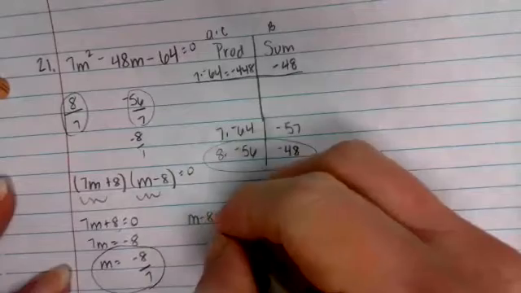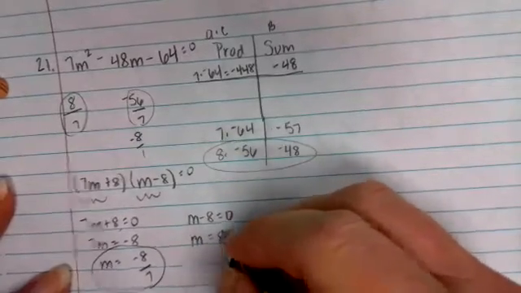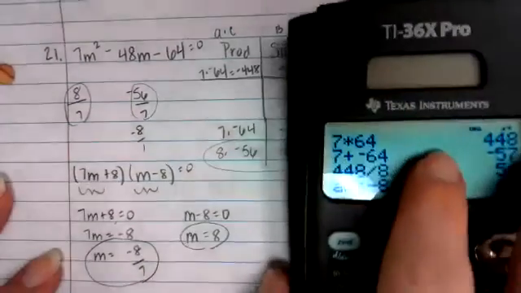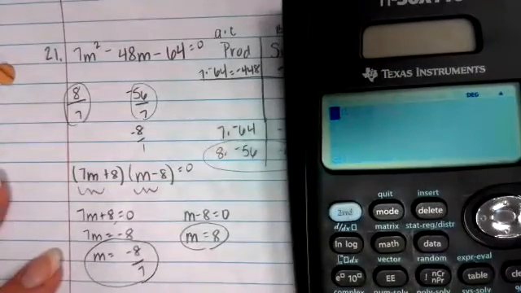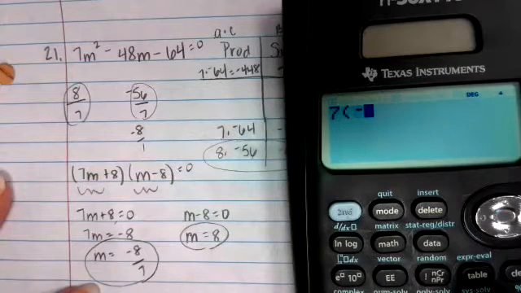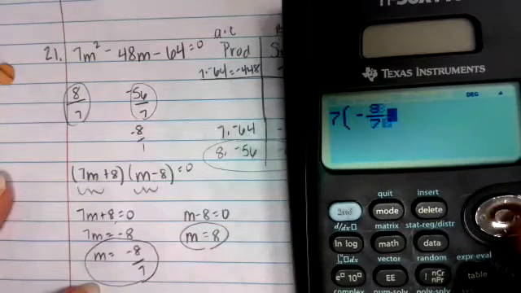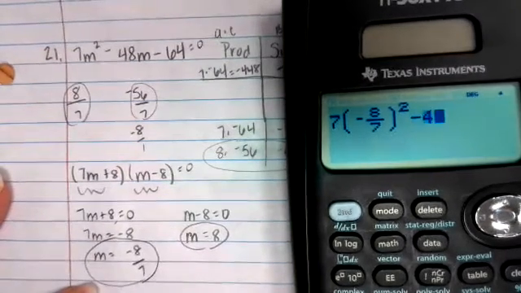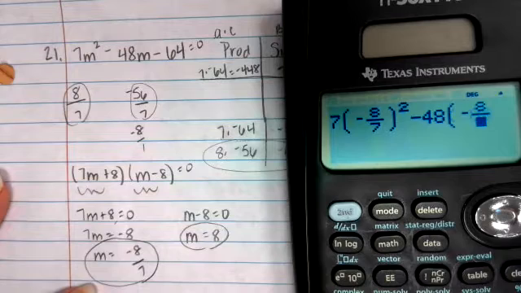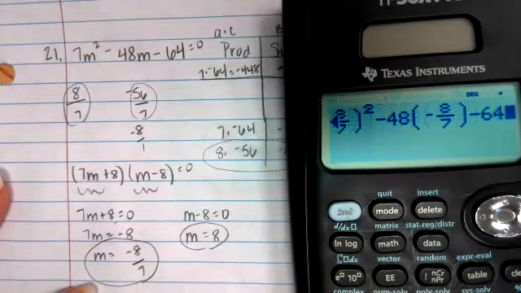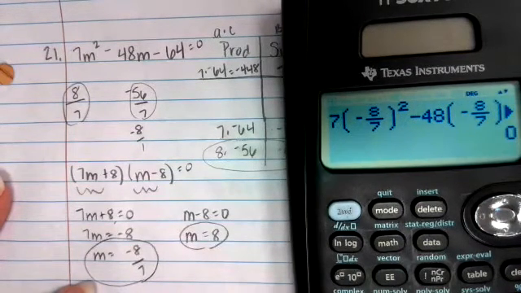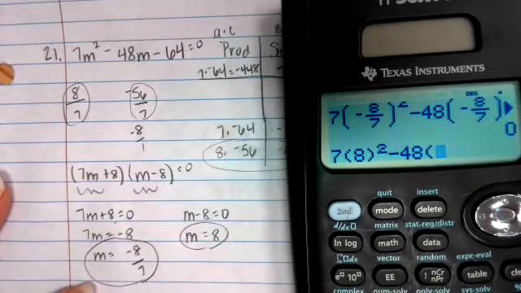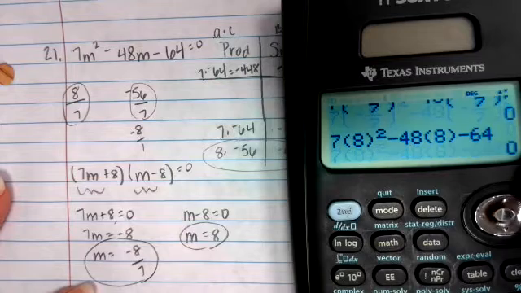And then m minus 8 equals 0. I'm going to add 8 to both sides, and I'm good. Now, this was not the prettiest number, but it will still give me 0 if I plug it back in and check it out. Let me show you. So 7 times a fraction of negative 8 over 7 squared, looking back at the original, minus 48 times negative 8 over 7 minus 64. And it does give me 0. And I can do the same for positive 8. So you should be able to check all of these answers and get 0.